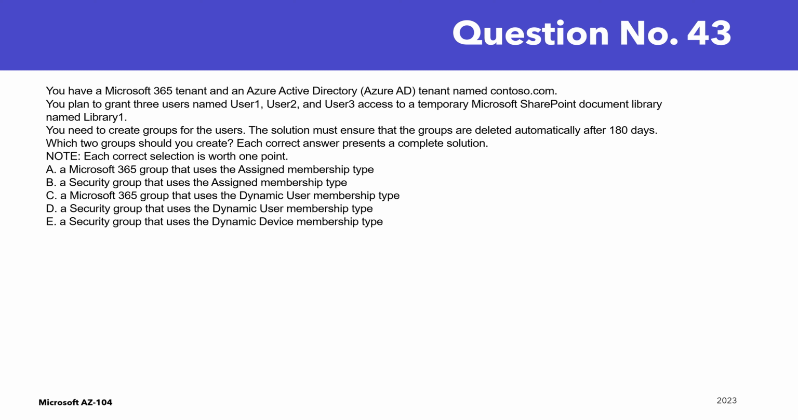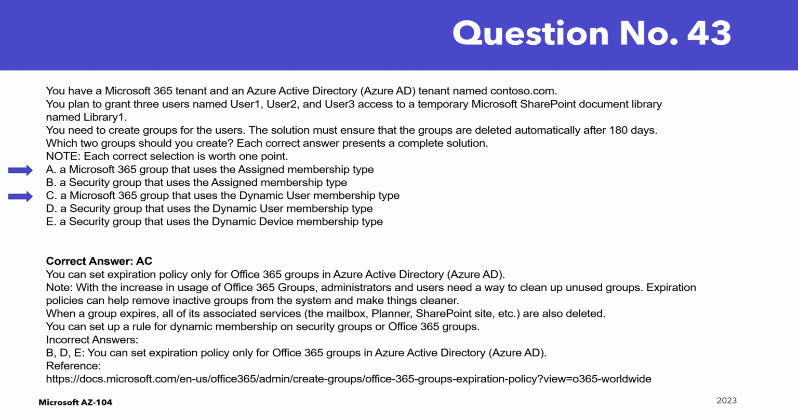A. A Microsoft 365 group that uses the assigned membership type. B. A security group that uses the assigned membership type. C. A Microsoft 365 group that uses the dynamic user membership type. D. A security group that uses the dynamic user membership type. E. A security group that uses the dynamic device membership type. Correct answer: A and C.